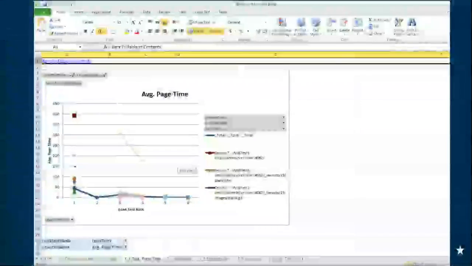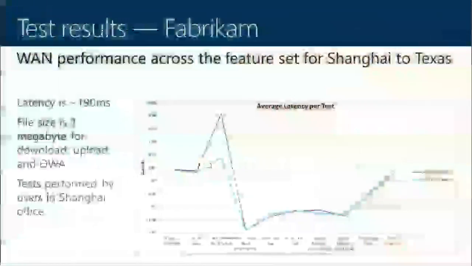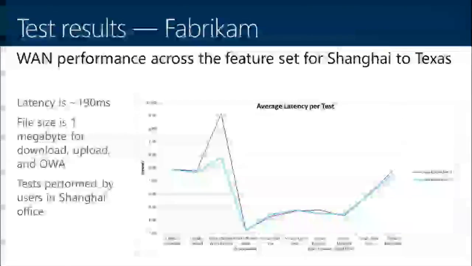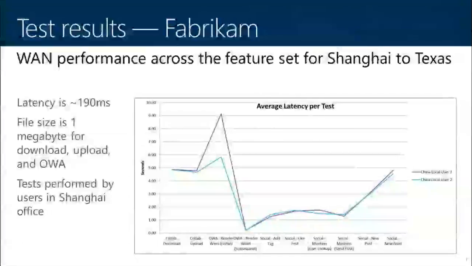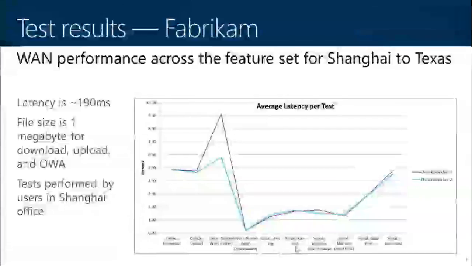So let me just go back to the slide deck. So this is an example of a test result for one of our TAP customers. And what they were testing here was the performance over a high latency WAN connection. Latency was about 190 milliseconds. The test was a 1 megabit file for upload and download for that particular unit test. But you'll see on the bottom that there were a number of different web tests conducted. Things like collaboration download, OWA rendering, adding social tags, liking a post, et cetera, and the various performance characteristics of each one of those tests.